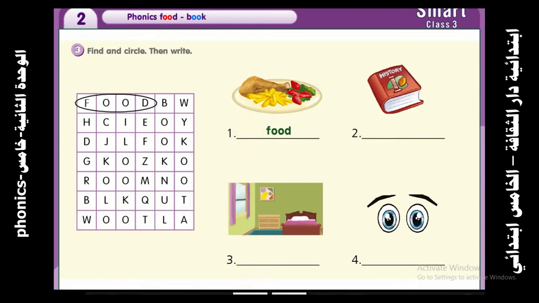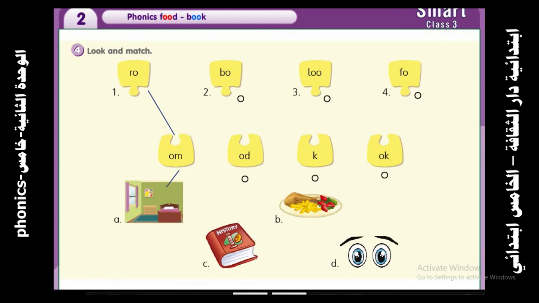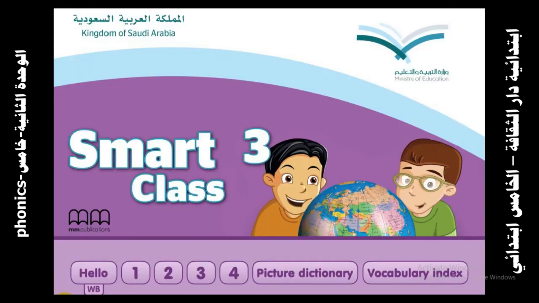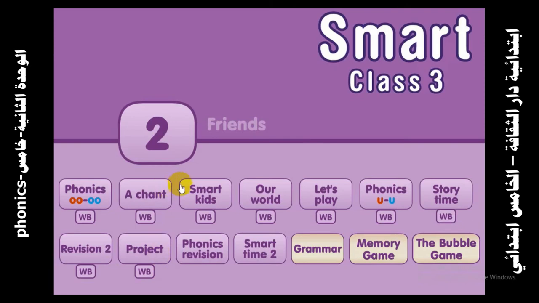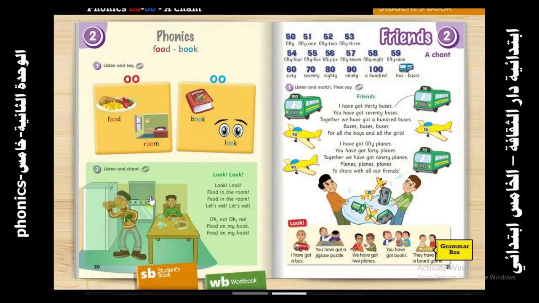See the next activity, which is activity 4. Here we have to match. Match the two parts of the word, and match the picture. Like number one, we have room. And this is the picture. Okay? Now I want you to go back to the next lesson, which is a chant.